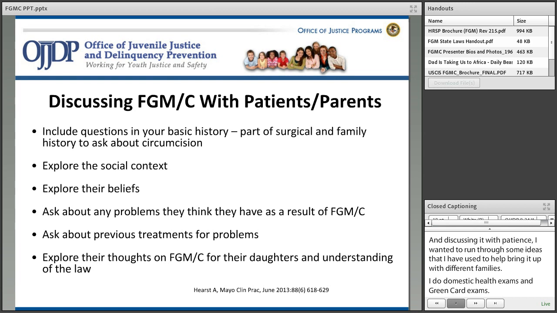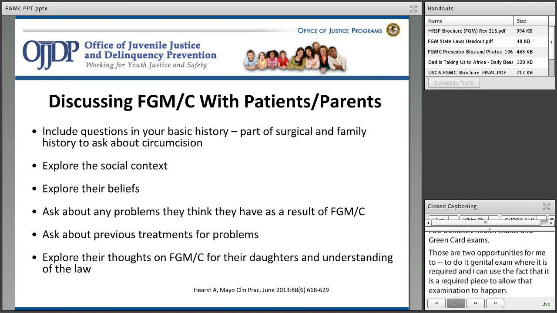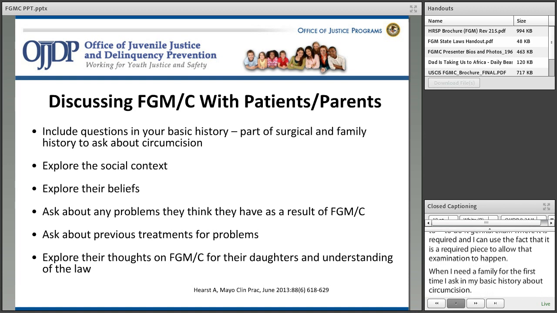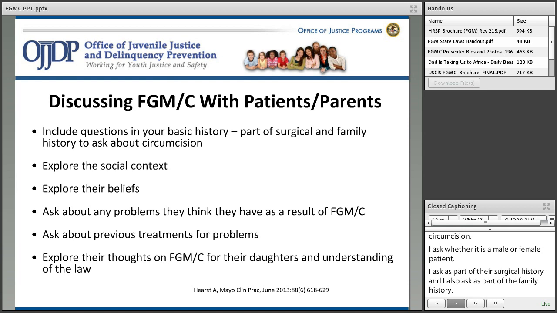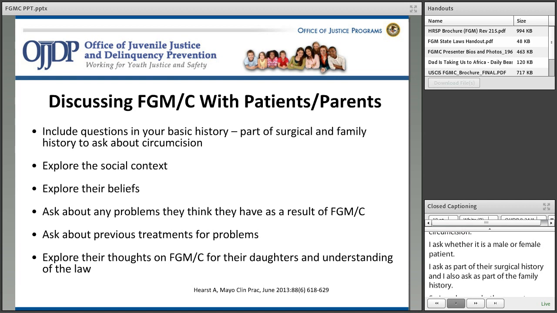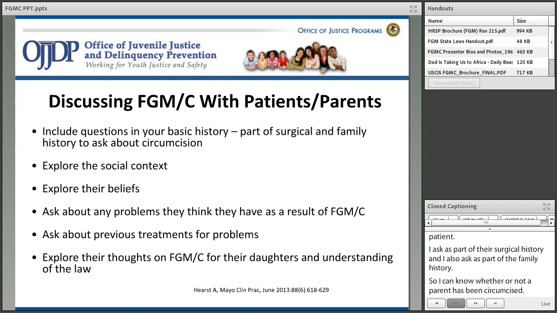When I meet a family for the first time, I ask in my basic history about circumcision, and I ask it whether it's a male patient or a female patient. I ask it as part of their surgical history, and I also ask it as part of the family history so I can know whether or not a parent has been circumcised. We also will ask at that time at what age they were circumcised and how it was done and whom it was done by.